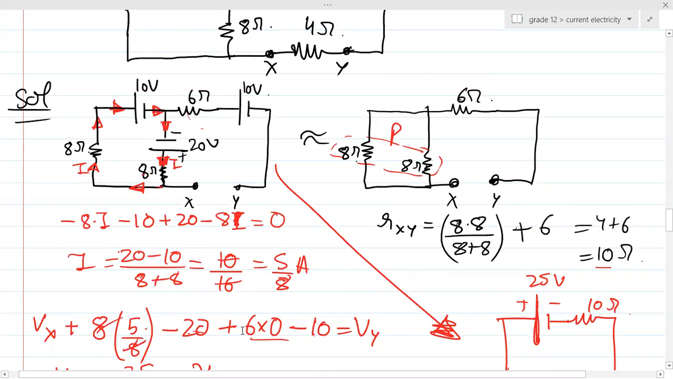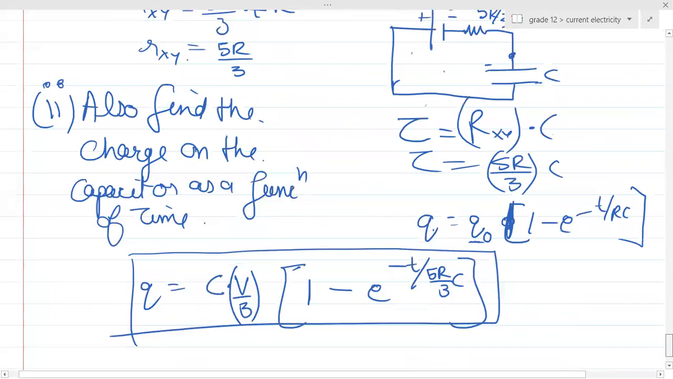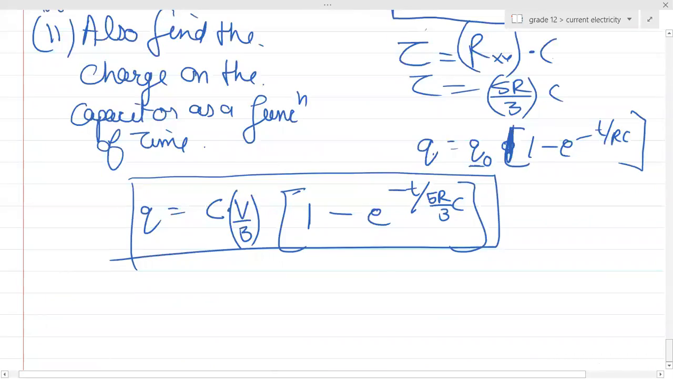Are you getting my point? Okay. We were moving from X to Y, no? So X through this 8 ohm, 20 volt, 6 ohm, 10 volt, and Y. So please remember, open circuit Kirchhoff, okay? So I guess, guys, this method is pretty much clear to you.